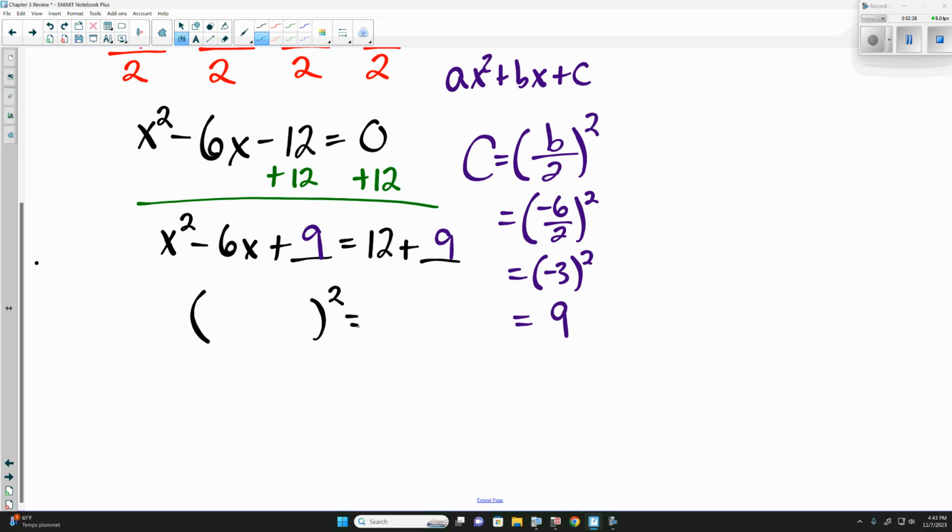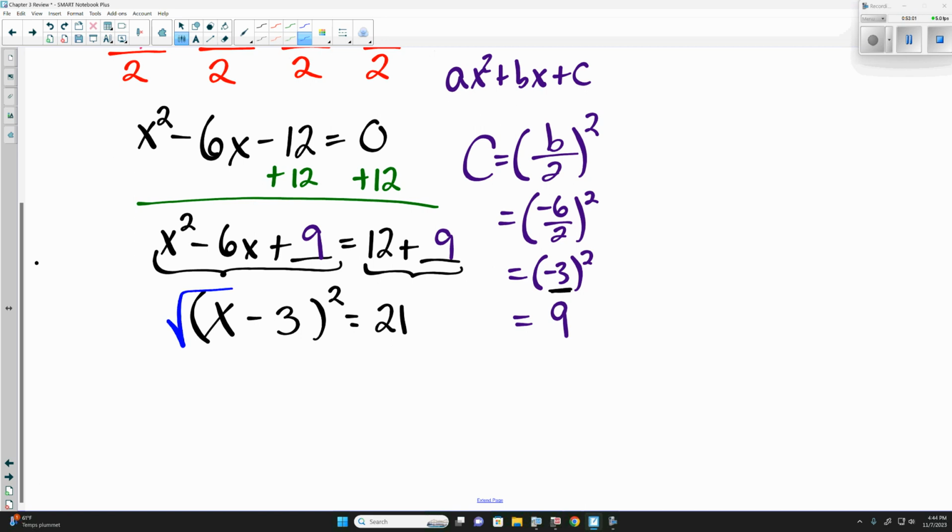We can rewrite it as a set of parentheses squared. We will have x. And the number that goes inside the parentheses with it is the number we had inside our parentheses before we squared it in solving for c, which is minus 3. So (x minus 3) squared is the factored form of x squared minus 6x plus 9. Now we have 12 plus 9 on the other side, which gives us 21. Because we couldn't just add the 9 to one side, we have to add it to both.